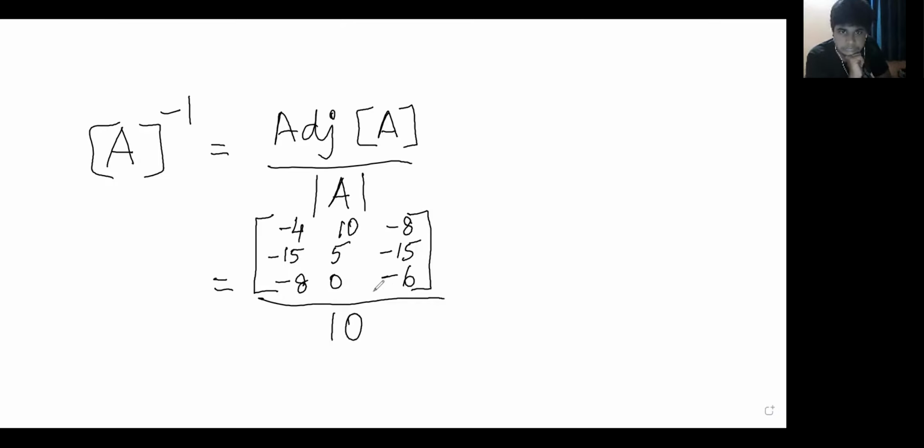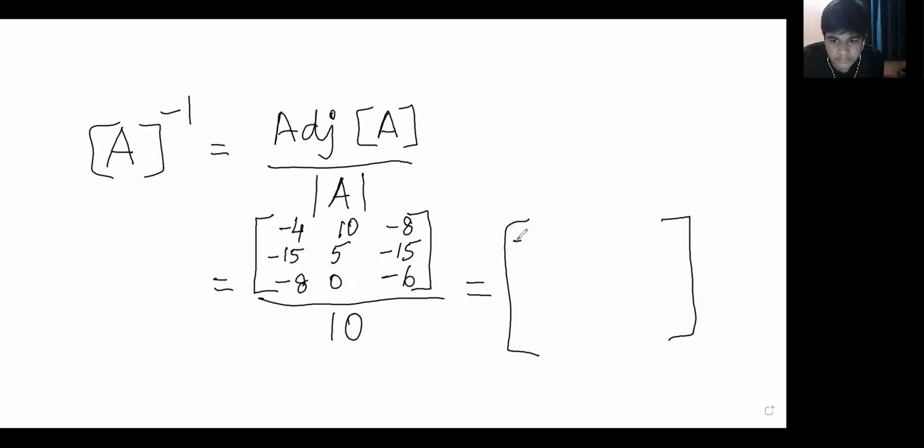You get like this: adjoint matrix A divided by the determinant of the matrix A. Determinant you have found in the starting point. You are able to follow? Now, what it means is divide every number by this determinant and write the answer.